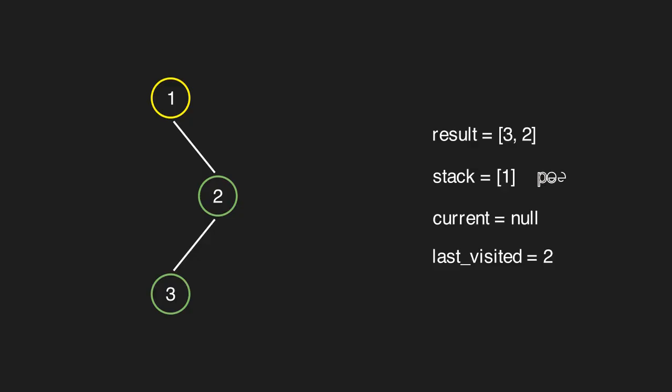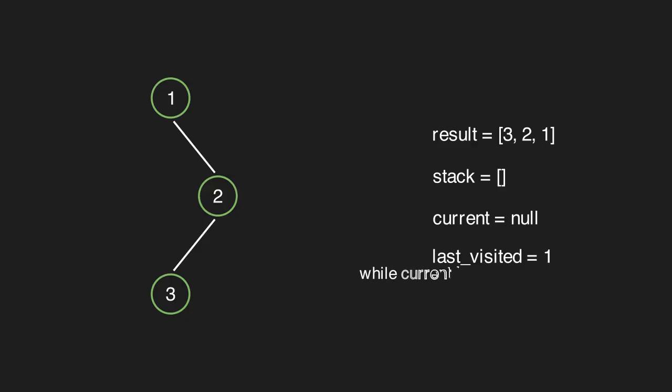The stack top is now node 1. Its right child exists and is node 2, but last visited is also node 2. This identity match proves that node 1's right subtree has already been completed. Therefore, the algorithm must not enter node 2 again. It appends 1, changing result from 3, 2 to 3, 2, 1, then pops node 1 and sets last visited to node 1.